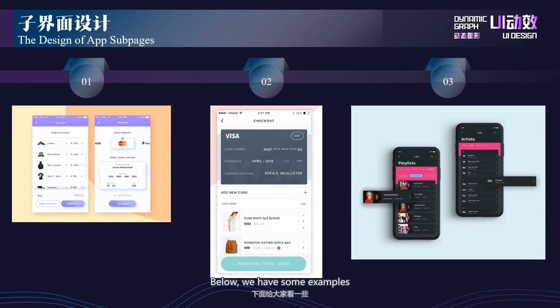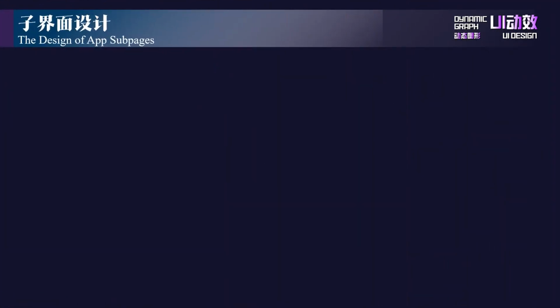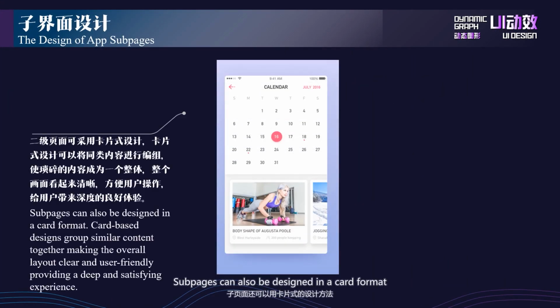Below, we have some examples of subpages designed in a list format. If you find any of them helpful, feel free to take screenshots for reference. Subpages can also be designed in a card format. Card-based designs group similar content together, making the overall layout clear and user-friendly, providing a deep and satisfying experience.